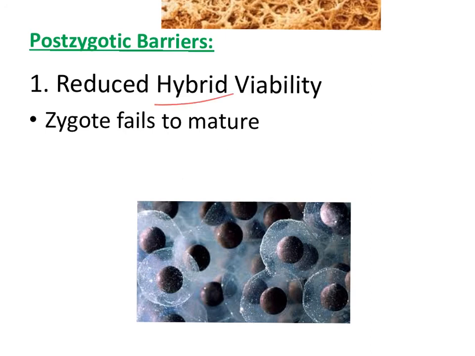A hybrid is an organism that's a cross between 2 organisms. So in this example, the zygote fails to mature. We have a nice fertilized egg, but nothing ever happens beyond that egg stage, meaning we never have a birth of a baby. This happens a lot in frog populations, where frogs of different species can mate, but then the eggs never end up hatching.